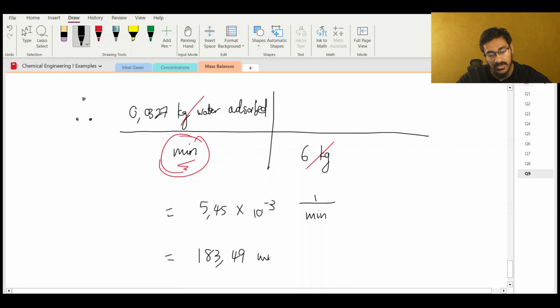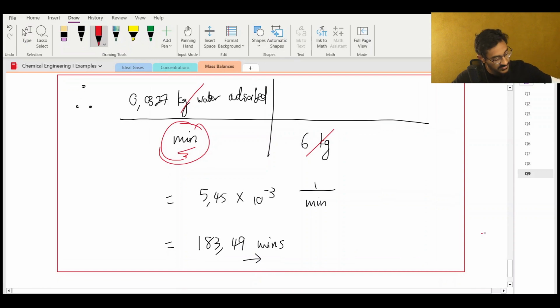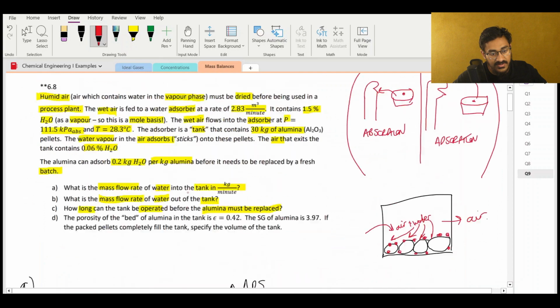183.49 minutes. So that is how long it takes for all the alumina in the reactor to adsorb as much water as it can. So after 183 minutes or 3 hours, I'm going to need to change over the amount of alumina in the reactor. Okay, so I think that's it. Good, great stuff. 183 minutes. Now, let's get on to the last question, part D.